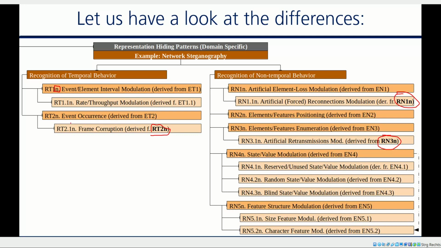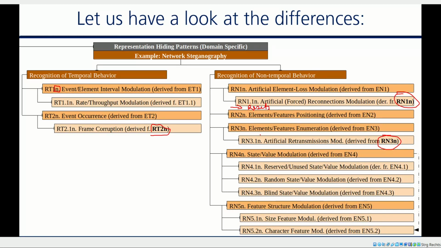So a special type of event that occurs is a frame corruption. So this became a sub-pattern that is specific for the network domain. And also a specific type of artificial element loss is a forced reconnections modulation, because you lose the reconnection. One would more or less likely add one day the artificial resets here as a RN 1.2n. But that's up to be decided by the whole community, and I won't do this by myself until it's agreed upon in the community. And another form, a special form of elements features enumeration, would be the artificial retransmissions.